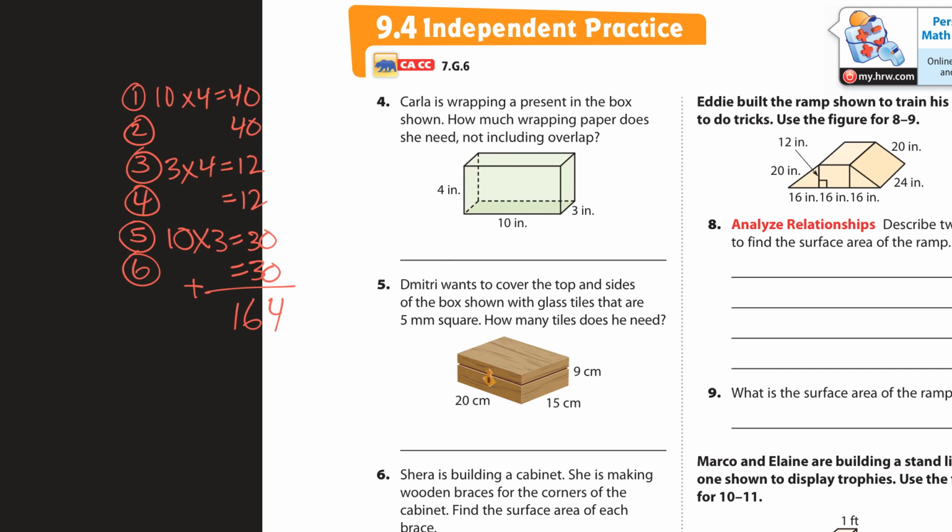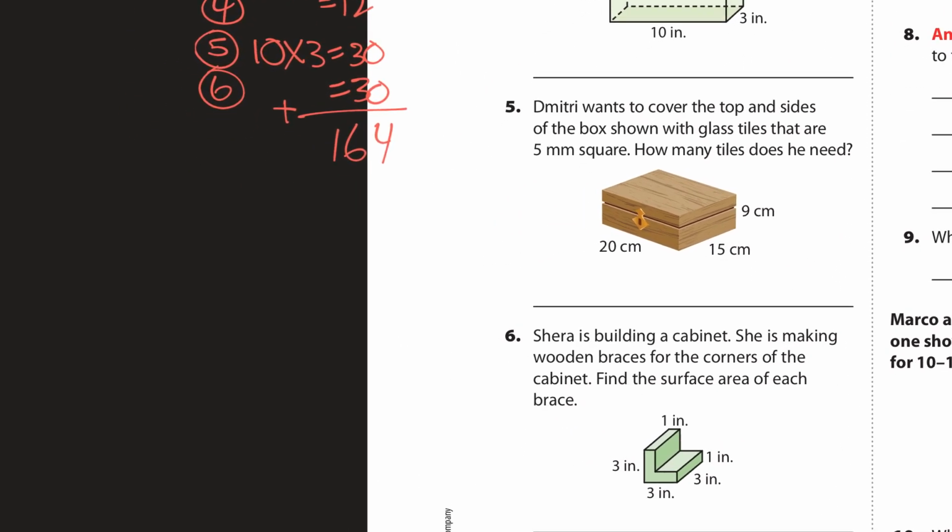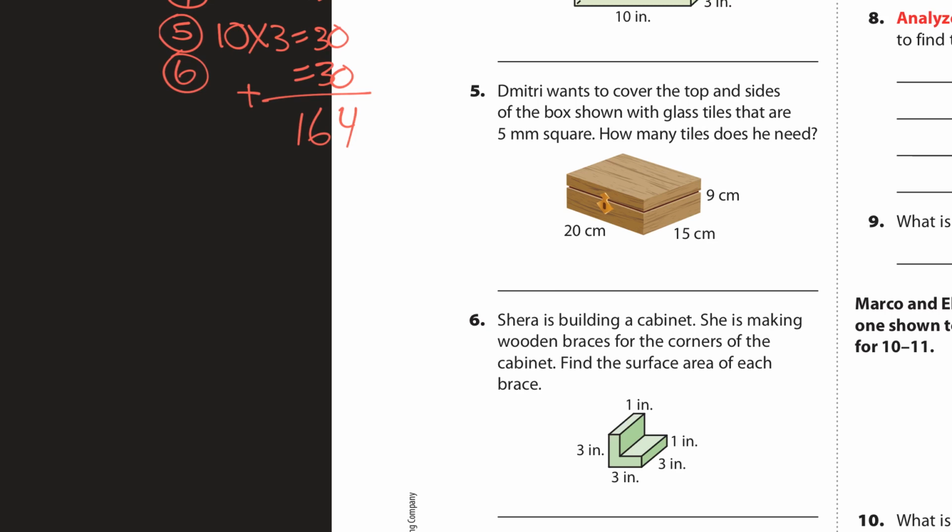Okay. Next. Dimitri wants to cover the top and sides of the box shown. How many tiles does he need? So he wants to cover all of this with glass tiles that are 5 millimeters square. So let's get the surface area first. And there's 6 surfaces here.